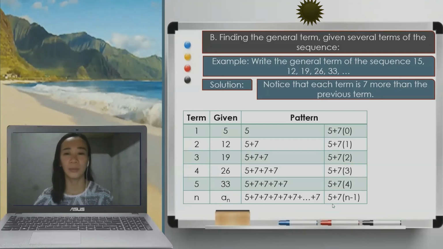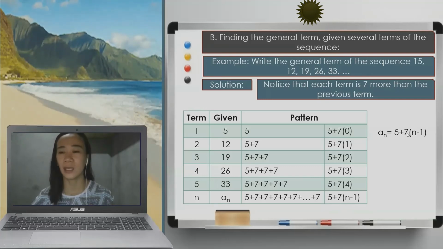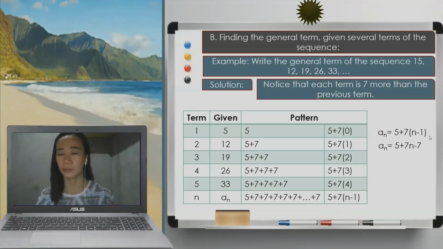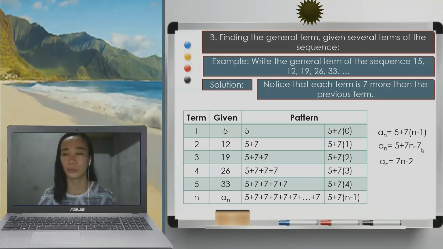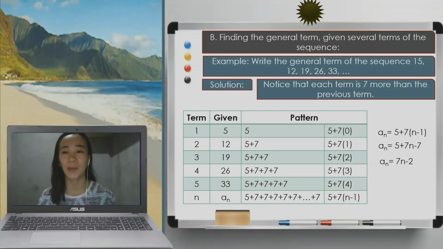Then our general term is, then we simplify, we distribute. 5 plus 7 times n is 7n, and then 7 times negative 1 is negative 7. So this will be 5 plus 7n minus 7. Next, combine the similar terms. 5 and negative 7 are both constants. So negative 7 plus 5 is negative 2. So our general term is a sub n is equal to 7n minus 2.